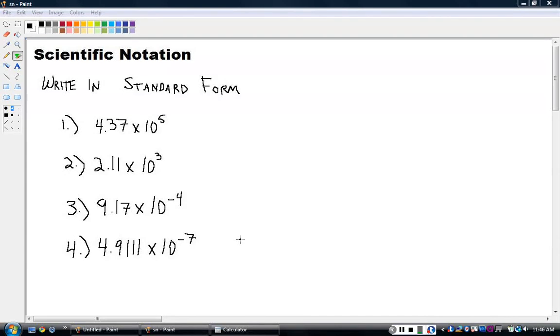Second scientific notation video. What we're going to do now is go the other way. Our numbers are given in scientific notation, and we're going to write them in standard notation. That means really we're just going to multiply. So what I'm going to do here is multiply 4.37 times 10 to the 5th.